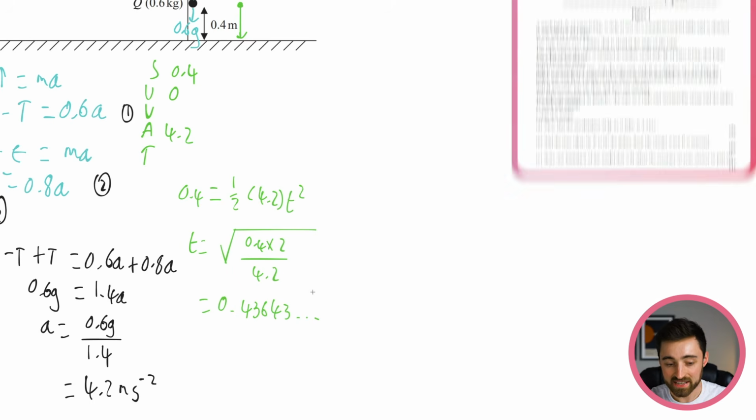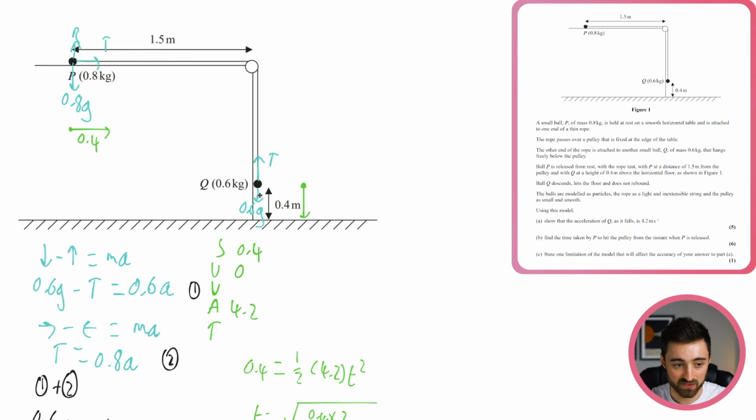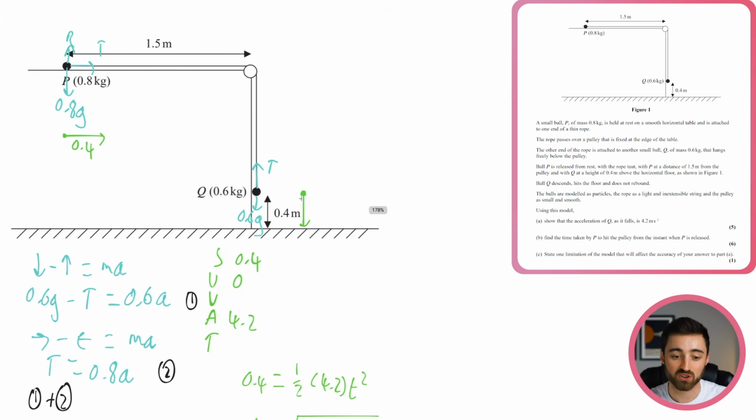Okay, let's think about the second section of motion. What's going to happen after this 0.4 meters? Q is going to hit the floor, and it's not going to rebound. P is going to be here, 0.4 meters further. So P is now here, leaving a distance of 1.1 meters to the pulley, right?